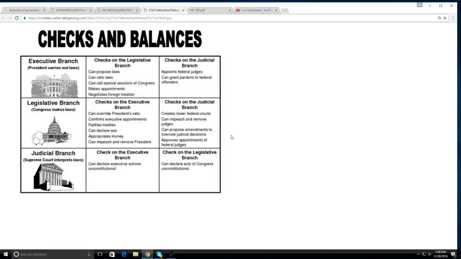Legislative, they're in charge of making courts. So essentially, they can say, you know what, this court's jurisdiction, meaning this area in which they decide cases, is too big. Let's cut it in half and make another court. So essentially, they can decide how many courts we have. They can impeach judges, meaning remove them. It says it right there.